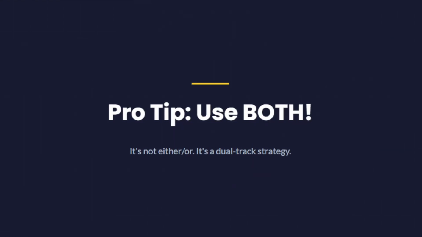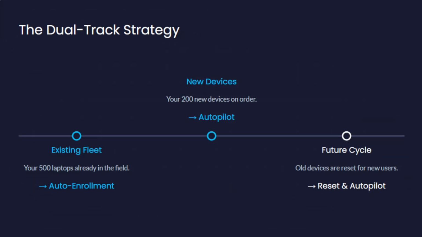So when to use both? Yes, they are not mutually exclusive. The important point is it's not an either or in your organization. You might use both. For example, for your existing fleet of 500 laptops already deployed, you decide to use auto-enrollment. At the same time, for the next 200 brand new devices you are ordering, you plan Autopilot with full user onboarding experience. Over time, as devices cycle out, you might reset older ones and bring them into an Autopilot friendly build. This dual stack strategy gives you flexibility, better user experience, and keeps your IT team efficient.